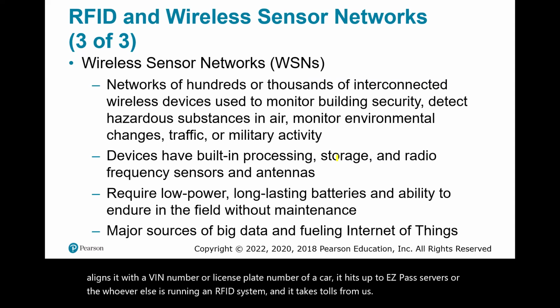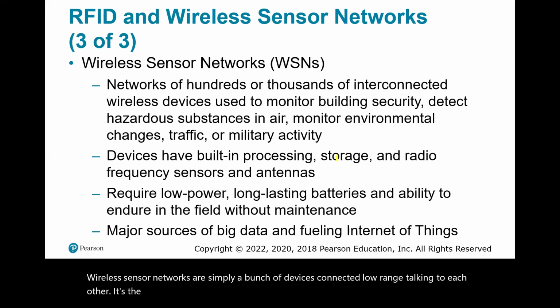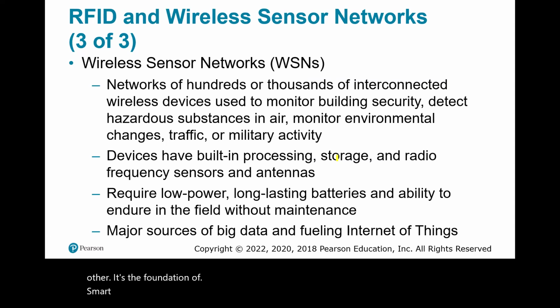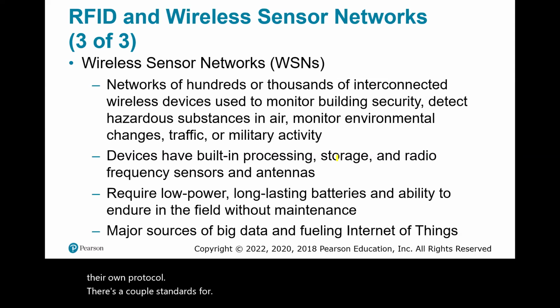Wireless sensor networks are simply a bunch of devices connected, low range, talking to each other. The foundation of smart homes, where we have a hub like my Alexa home device I have down here, or Google Home, or whatever we have out there. We have a bunch of devices connected to it through their own protocol. There's a couple standards for IoT communication. Zigbee is the predominant one.